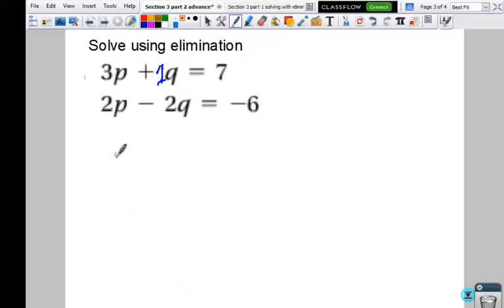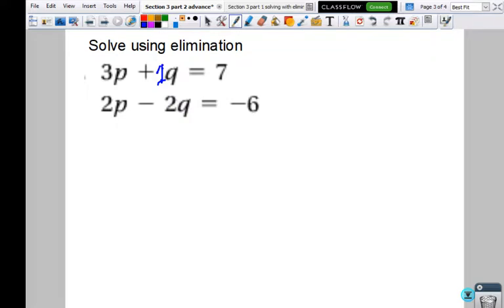Alright, on this problem, I have a 3p, right? Can I multiply 3 by something and get 2? Like something easy? Yeah. No. Can I multiply 2 by something and get 3? No. So there's a 1 in front of this q, right? Can I multiply 1 by something and get positive 2? Yeah. What do I multiply 1 by?